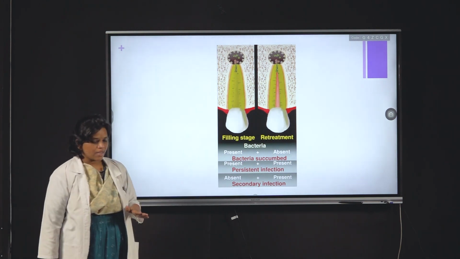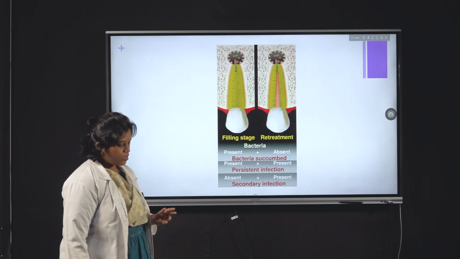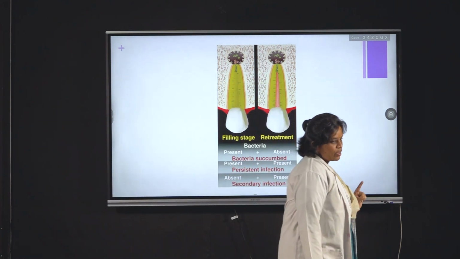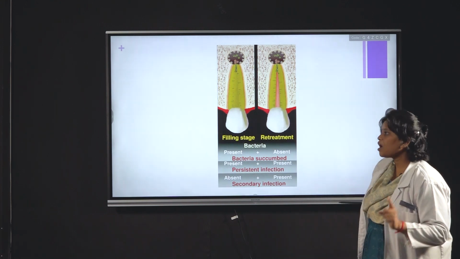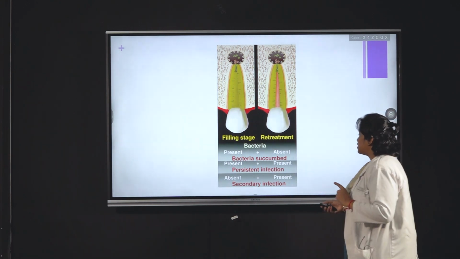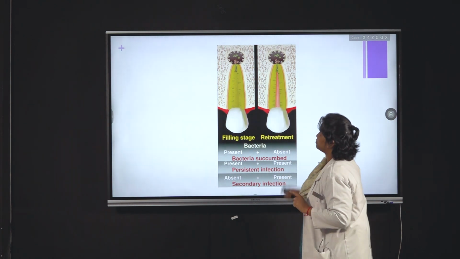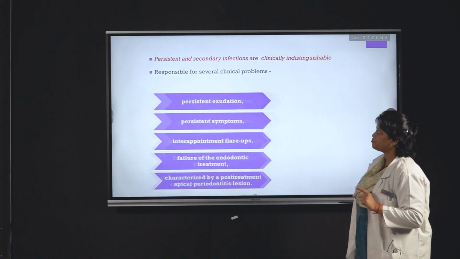So these are the various types of infections. The primary endodontic infection, secondary endodontic infection, and persistent endodontic infections come under the intraradicular infections. Intraradicular infections mean the bacteria which are present within the root canal system.